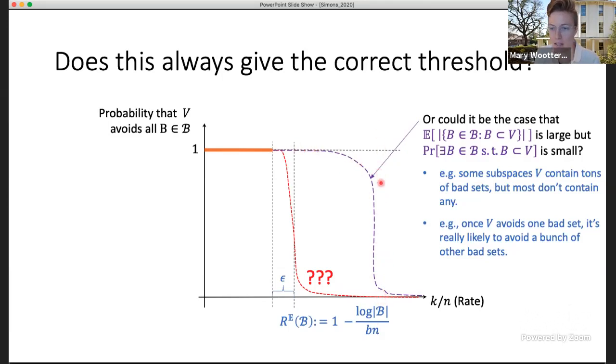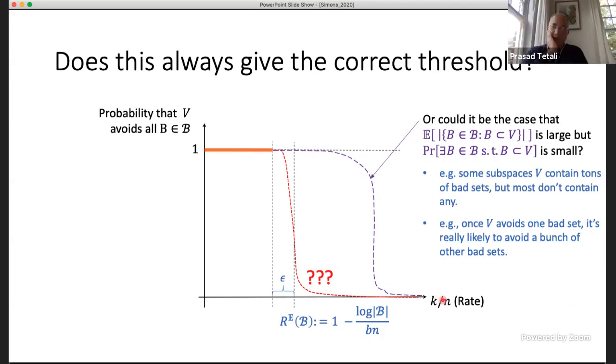Intuitively, what it would mean if this were the case is that the expected number of bad sets in V is really big, but the probability that there exists a bad set in V is really small. So this might happen, for example, if there are some subspaces V that contain tons and tons of bad sets, but most of them don't contain any, right? That would be consistent with a curve that looks like this. Or another way to say that is once a subspace V avoids one bad set, it's sort of preternaturally likely to avoid a bunch of other bad sets. These events are sort of clustered in the subspaces. So this is the question that we have: is this the right threshold or is it something else? Question make sense?